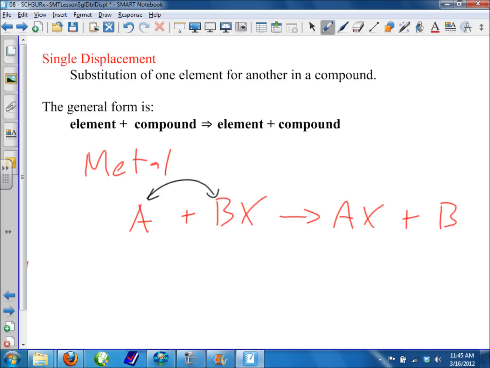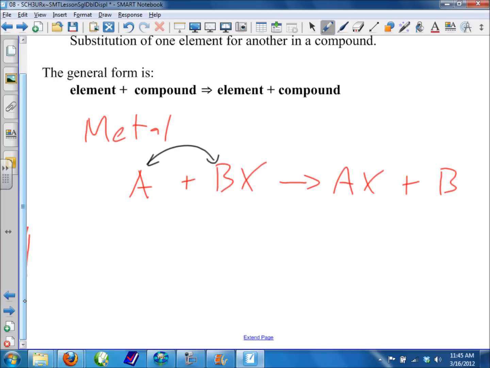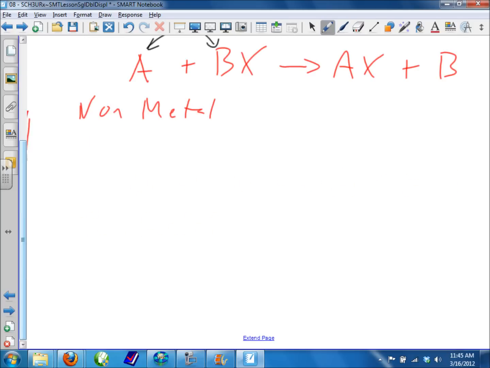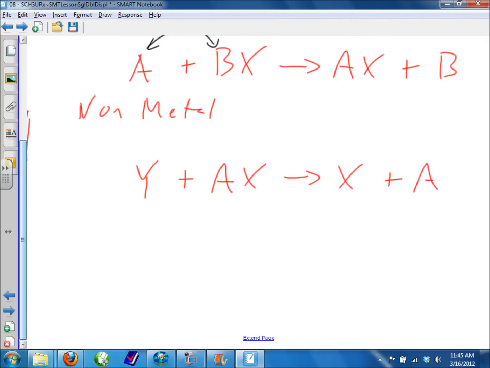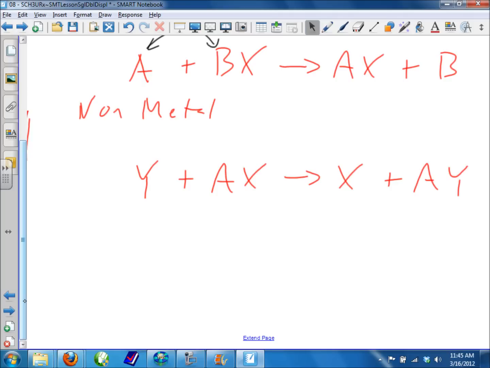The other type of substitution we could have would be a non-metal. So we think of non-metal Y plus AX, and X is also a non-metal. The non-metals could swap. So we end up with X plus AY. These are the generalized forms. Let's talk about some specific examples.